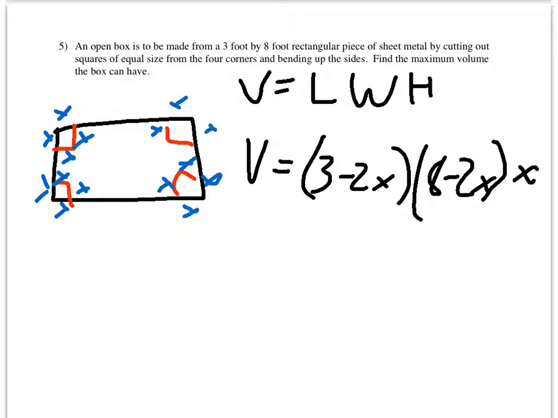This is the same problem as we did last time, except the dimensions are different. This is 3 feet and 8 feet. Rectangular piece. We're going to make a box. So draw the problem. Step 1, do the equation. We're going to try to find max volume. So length times width times height.